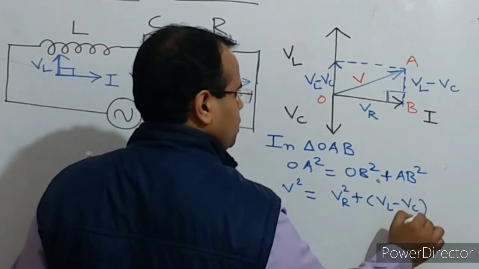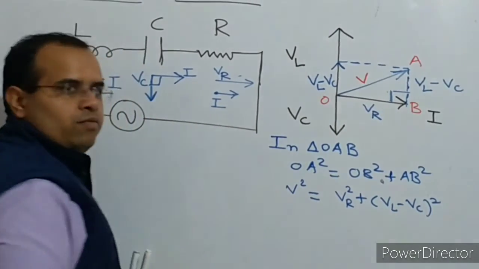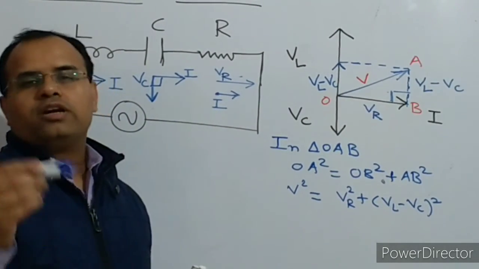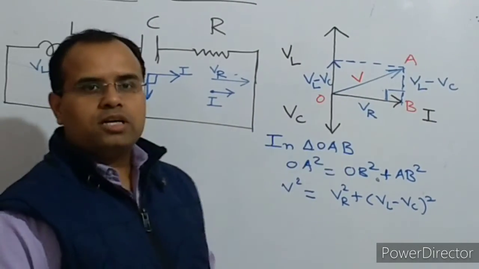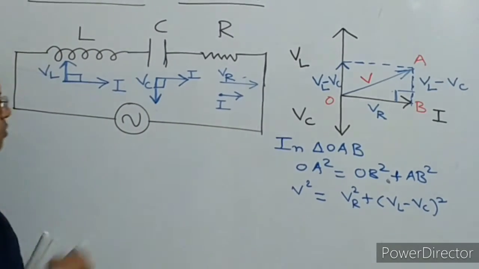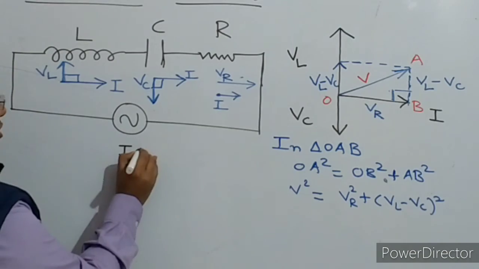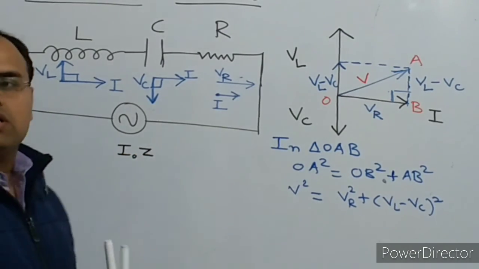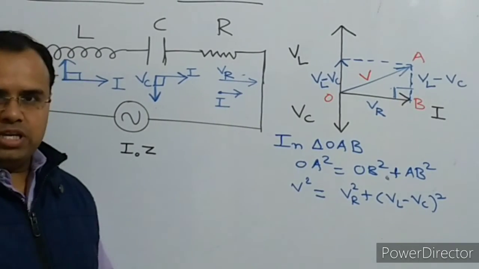Now this voltage V is equal to current into resistance. Here, because V stands for the resultant voltage, it stands for the entire circuit, and that's why here we can write V is equal to I naught times Z, where I naught is the peak value of the current and Z is called the impedance.